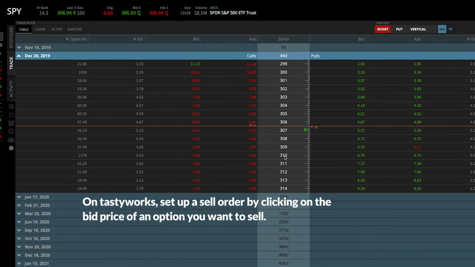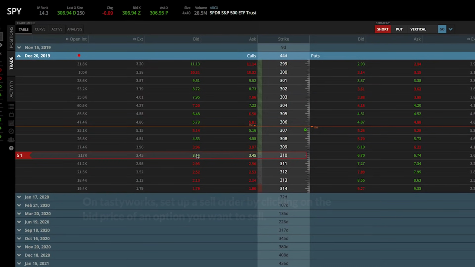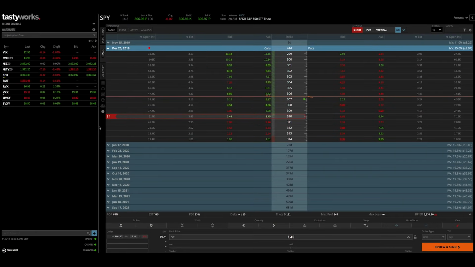So when you want to initiate a sell order to sell an option, you're going to click on the bid price. So if I click on the bid price of the 310 call option, that is going to queue up a sell order to potentially sell this call option. And I know that because it puts a red box around the 310 call option, and it says S1, which means I'm trying to potentially sell one contract of this call option.